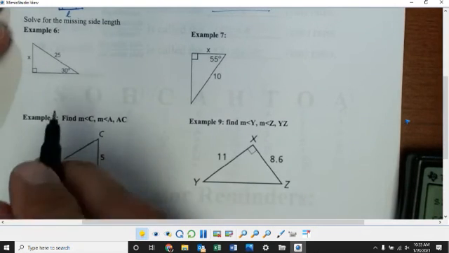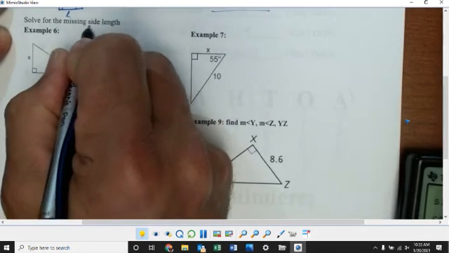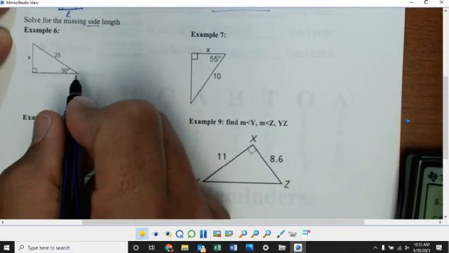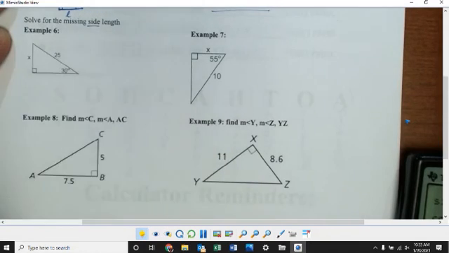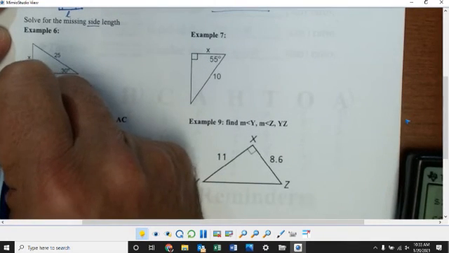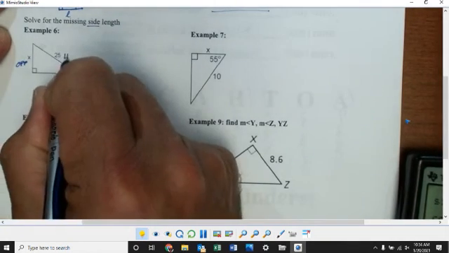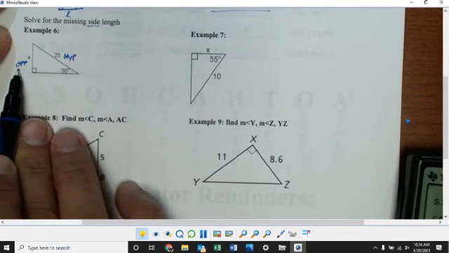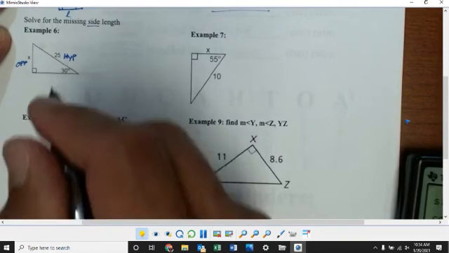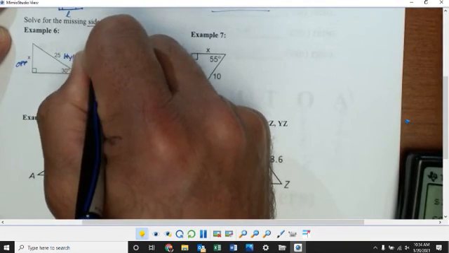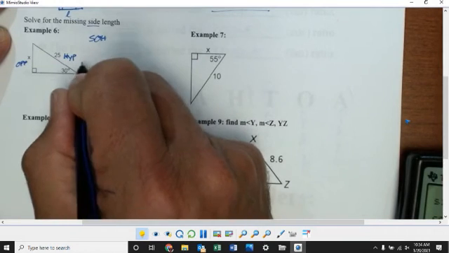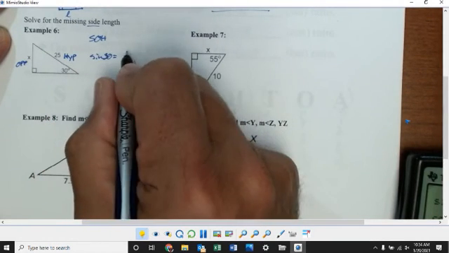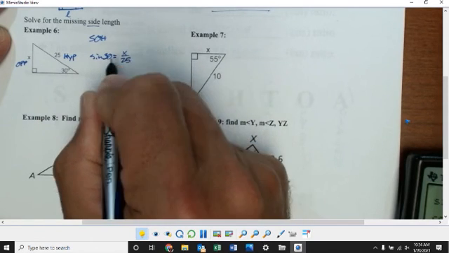All right, welcome back. Example 6, we're solving for side length here. We want to know what is x. I've got a 30-degree angle down here, so I'm going to label the sides. This is my opposite side. This is my hypotenuse side. So I need the trig function that involves opposite over hypotenuse. Opposite over hypotenuse is sine. So I'm going to say sine of 30 is equal to x over 25.